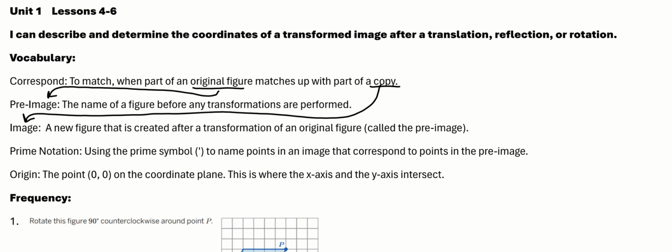We learned about prime notation. That's using the prime symbol, that's our little apostrophe or tick mark, to name points in an image that correspond to points in the pre-image. And just a reminder, origin. The origin is the point 0, 0 on the coordinate plane. This is where the x-axis and the y-axis intersect.